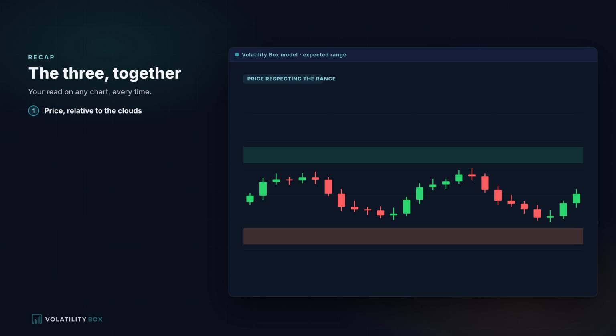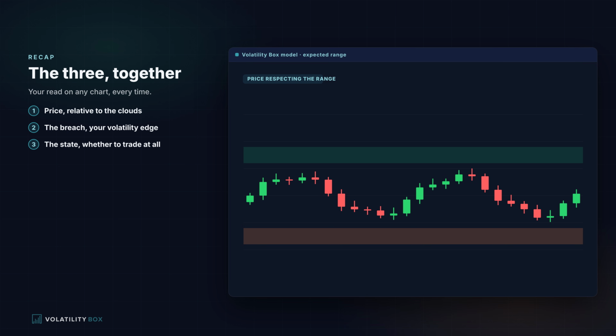So let's summarize everything we just talked about, the three different things you want to pay attention to. First is price and where it is relative to the clouds. Remember, most of the times we're just fluctuating in between the upper and the lower clouds. Now, the times we do get a breach, that's when we want to be paying attention.